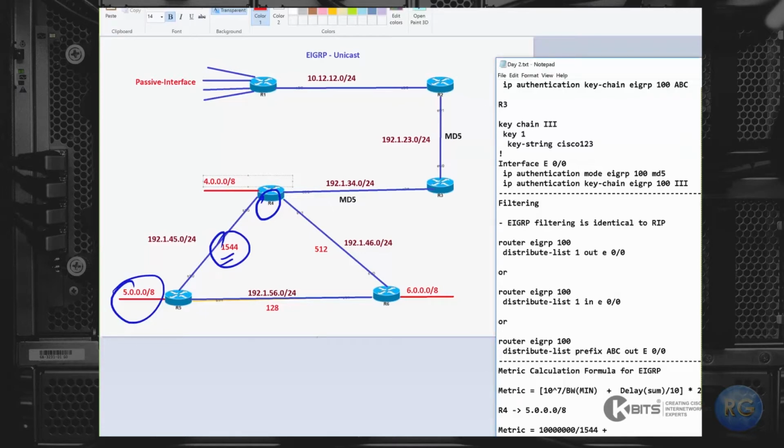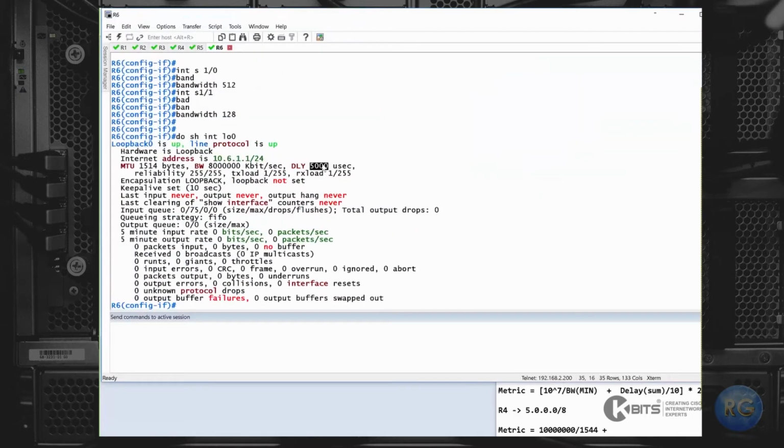Plus delay sum. What was the delay over here? The default delay on a serial interface is 20K. What's the delay on a loopback? Loopback is about 5,000. We'll see that real quick. Do show interface loopback 0. The default delay is 5,000.